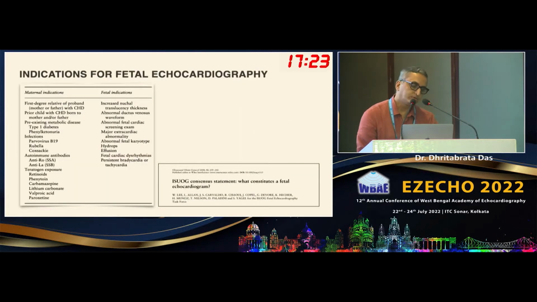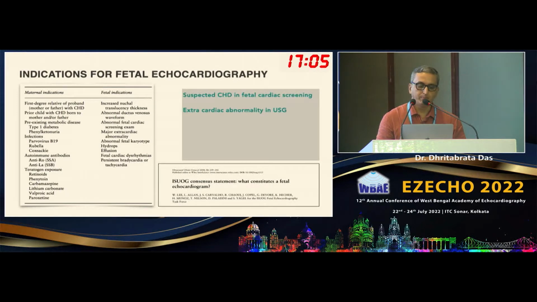Now quickly I will go through the indications. You can find them in the recommendations from the American Heart Association and the American Society of Echocardiography. This is the recommendation from ISUOG, the International Society of Ultrasound in Obstetrics and Gynecology. I'm not going into the details, but a few important ones are: when there is suspected congenital heart disease in fetal cardiac screening, or a major extracardiac abnormality on USG, maternal diseases like diabetes mellitus, if the mother, father, or any previous sibling is affected with congenital heart disease, and fetal arrhythmia.